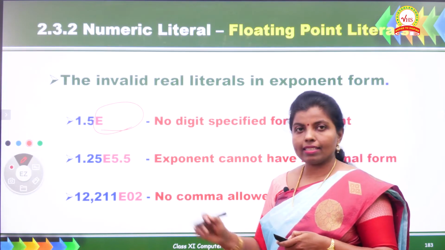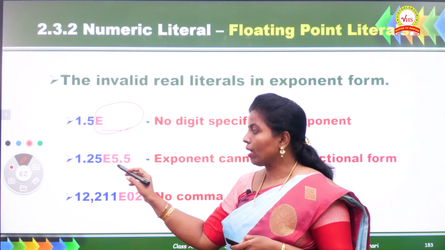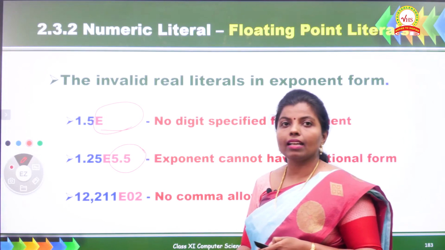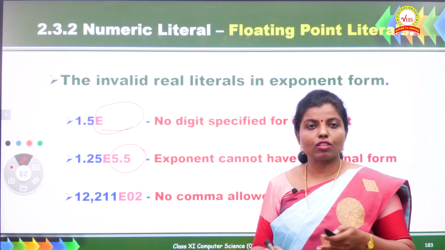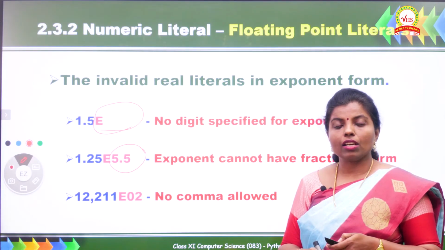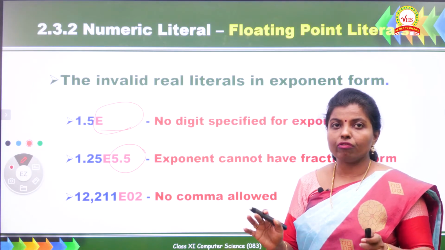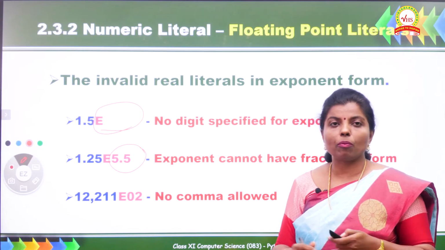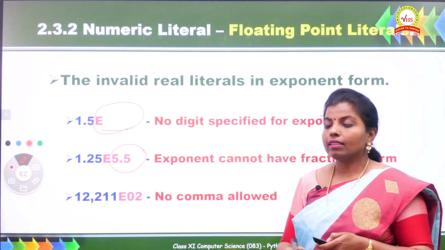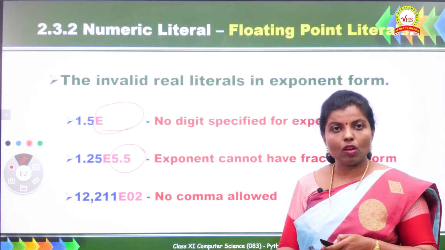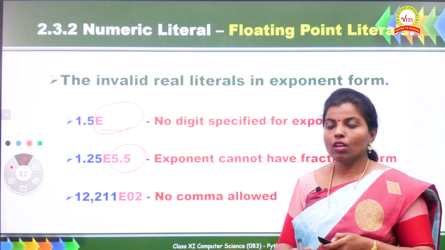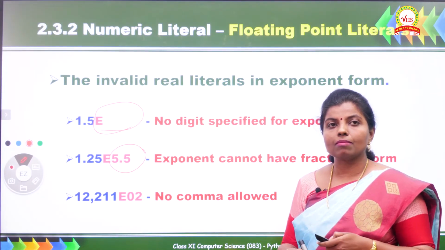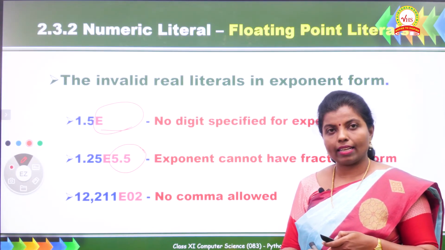Same as when you see the next example, it is 1.25 e 5.5. After e, if you see, it is represented in the floating point or fractional form. After e, it should be represented only in the integer form. The Mantissa part can be in the floating point or fractional form, but the exponent part must be of an integer form. Okay. So, here it is given in the fractional form. That is why this also becomes an invalid real literal in exponent form.